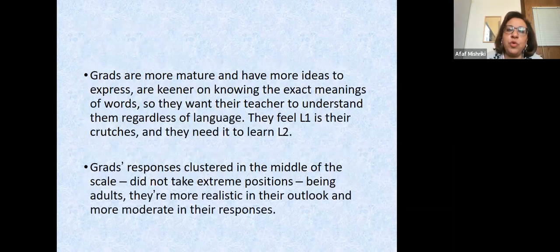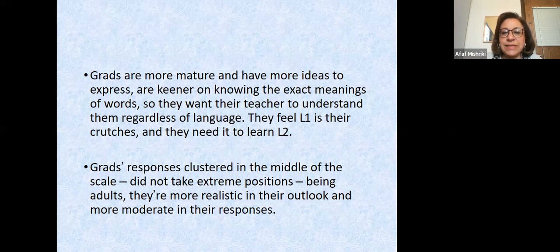Graduate students are more mature and have more ideas to express. They're keener on knowing the exact meanings of words, so they want their teachers to understand them regardless of the language. They want to check, they want to learn, they want to express, they have a lot to say. So they would like to use L1 as their crutches sometimes in order to make sure that what they've learned is the proper thing to say, or to check the fine tuning of words.